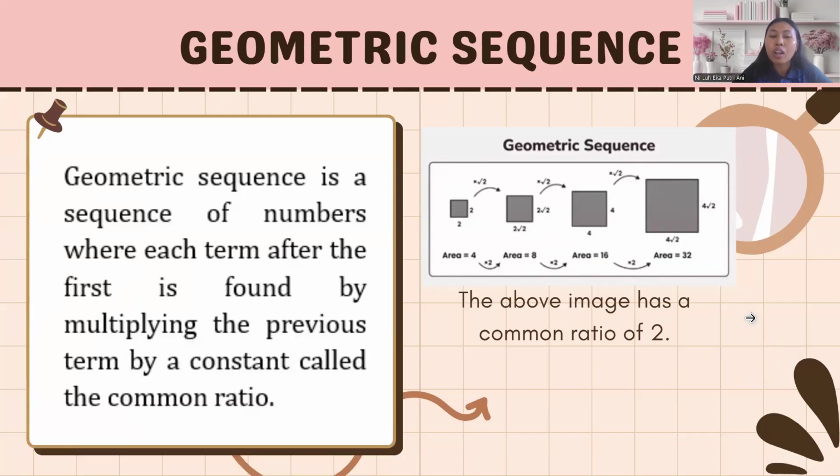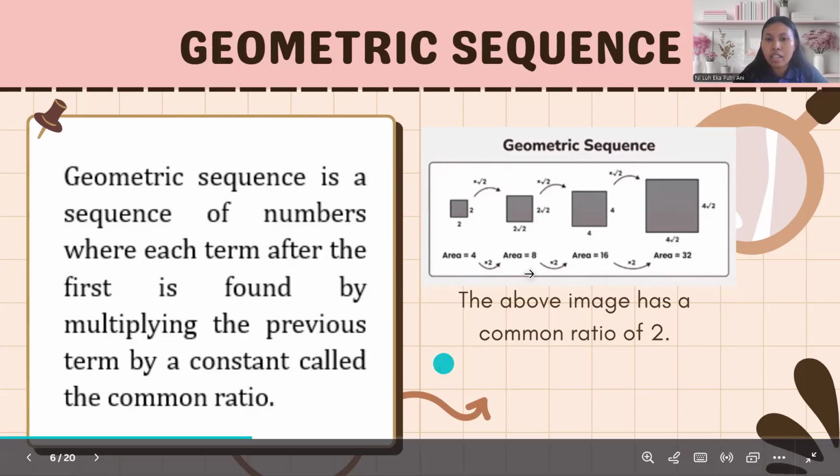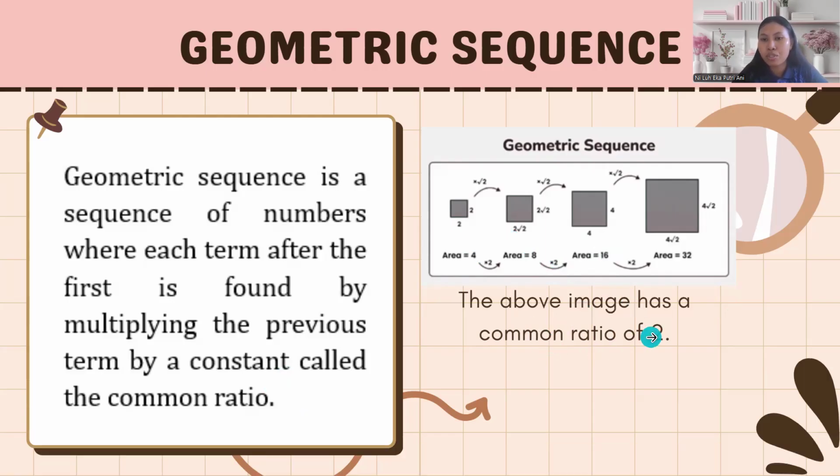We also have a geometric sequence. What is a geometric sequence? A geometric sequence is a sequence of numbers where each term after the first is found by multiplying the previous term by a constant called the common ratio. In the arithmetic sequence, we have a common difference, and in the geometric sequence, we have a common ratio. In this picture, the above image has a common ratio of 2. This is an example of a geometric sequence.